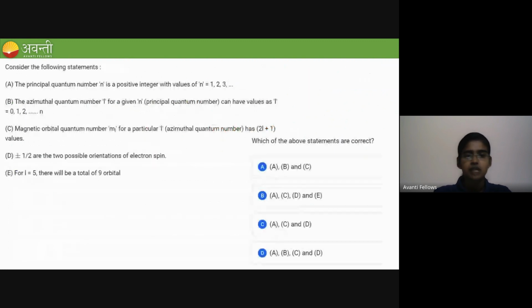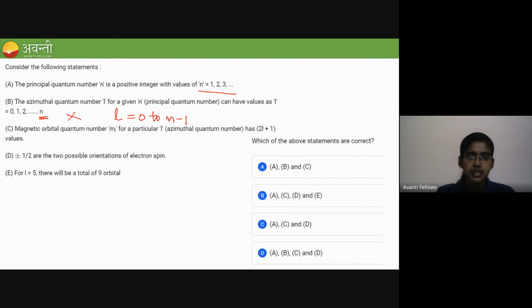Yeah, which is also of statement type. We have to find out the correct statements again. Statement A says that the principal quantum number n is a positive integer with values of n equal to 1, 2, 3. That is correct. Principal quantum number n value starts from 1, 2, 3 only. And azimuthal quantum number can have values L equal to 0 to n. No. The azimuthal quantum number L can have values from 0 to n minus 1. But it is given as n. So it is wrong. It is not the correct statement.